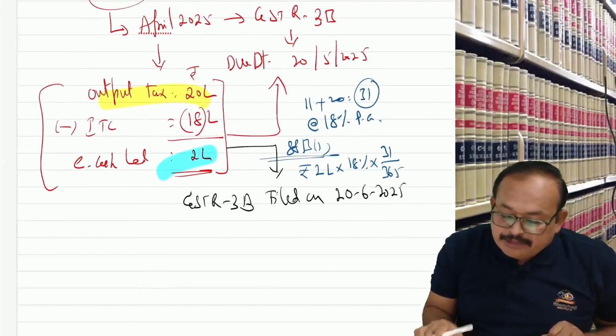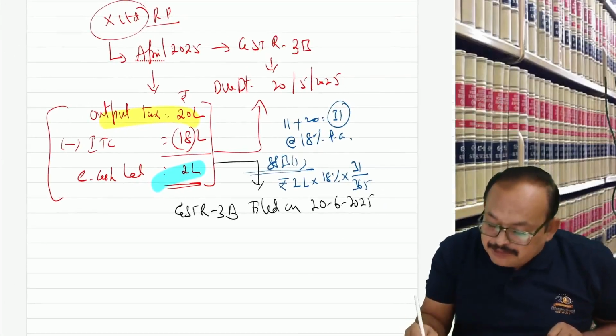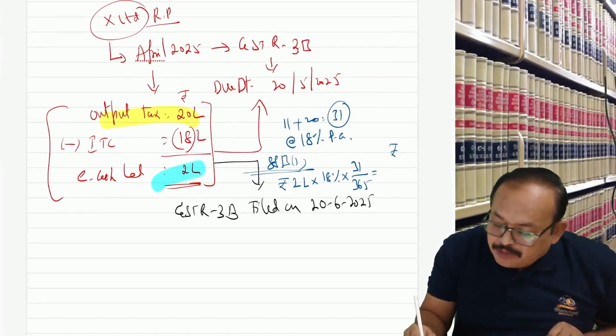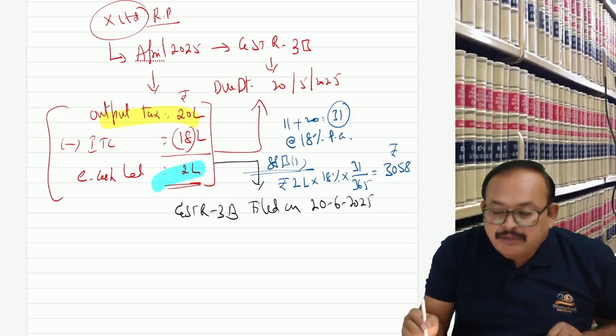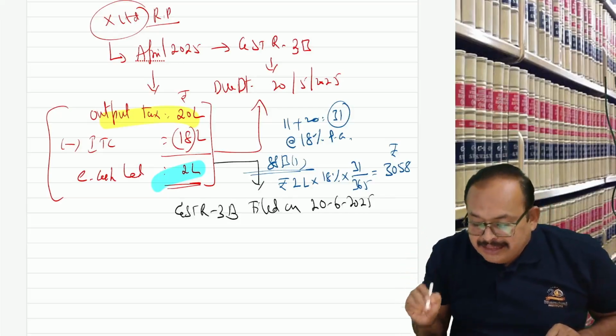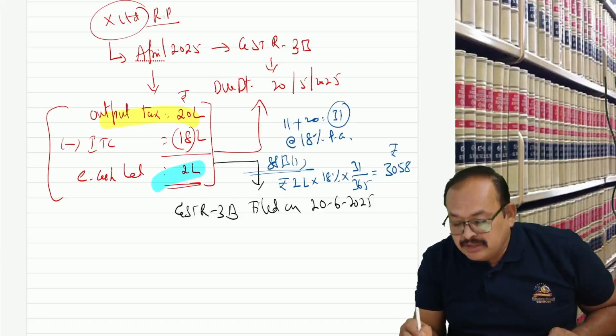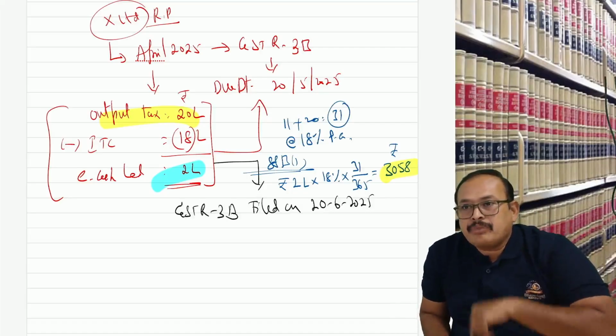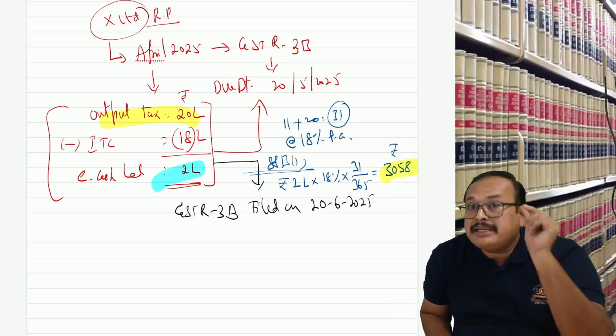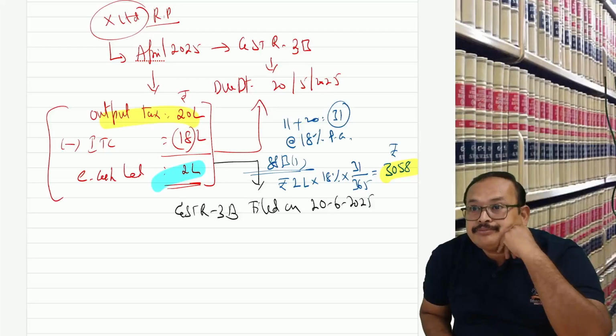The interest comes into picture. Interest how much? 3058. Correct amount? Got the correct amount? Let me recheck now: 18% into 31 divided by 365 days, 3058. Is it clear? Here an amendment has taken place recently. That amendment is applicable for the May 25 exam onwards, so applicable for our coming exams.